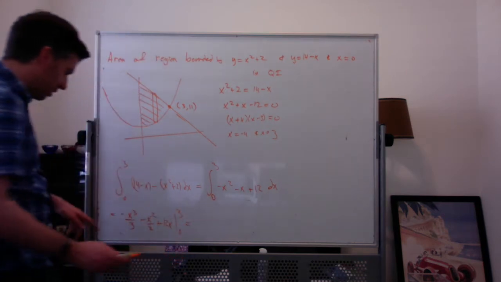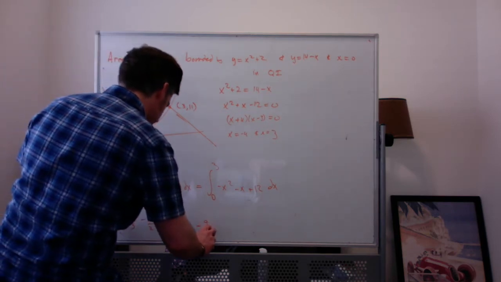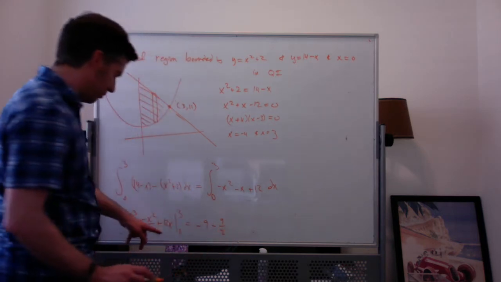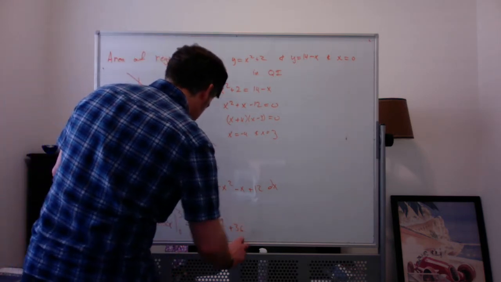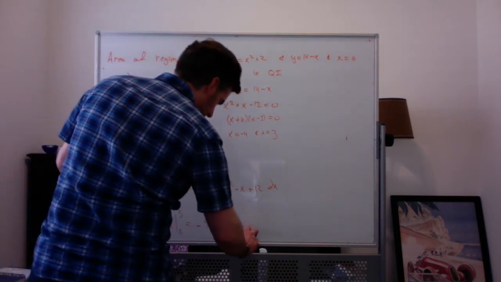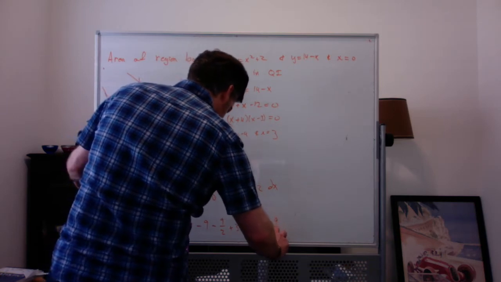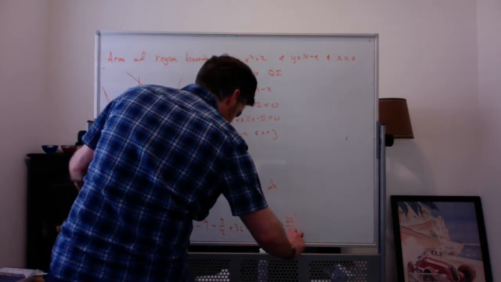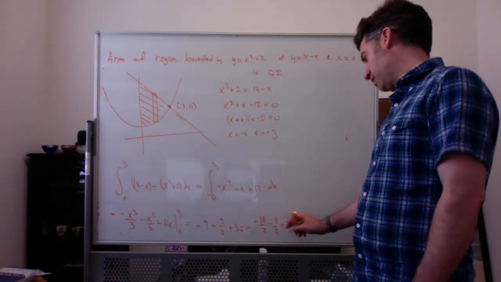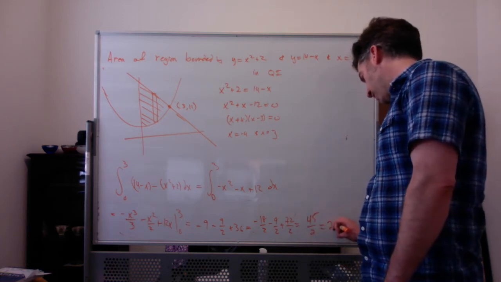I plug in 3, and let's just do the math real quick. 3 cubed is 27 over 3 is 9, so I get negative 9, minus 3 squared is 9 over 2, so that's minus 9 over 2, and then plus 12 times 3 is 36. Plugging in 0, these are all zeros. So let's just make everything over 2. You have negative 18 over 2, minus 9 over 2, plus 72 over 2. 72 minus 18 is 54, minus 9 is 45. So you get 45 over 2, or 22.5 if you prefer.